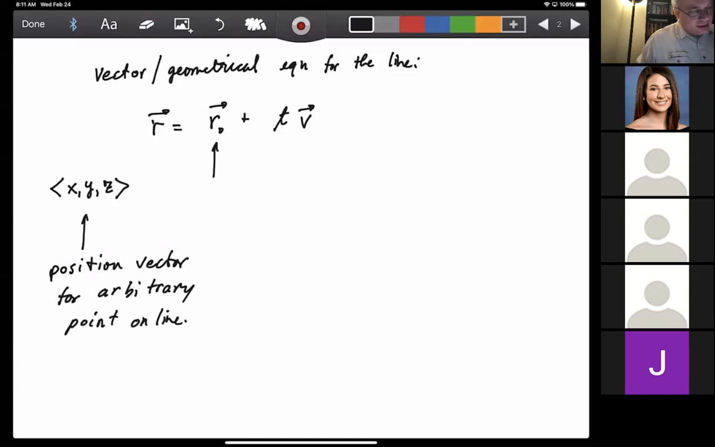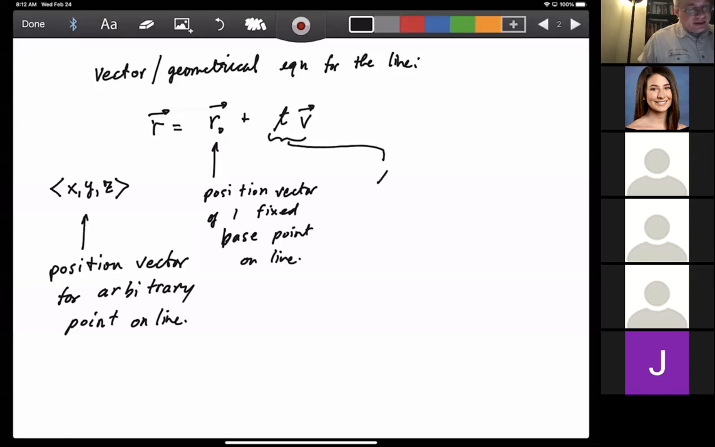Okay. R0 is the position vector of one fixed point, we could call this a base point, on the line. And then TV here, T is a parameter, right? It could take any value from -infinity to infinity. And V is the direction vector for the line.